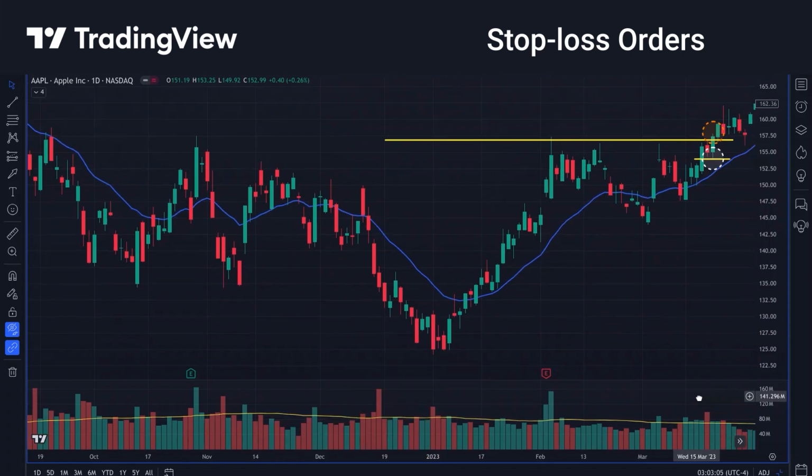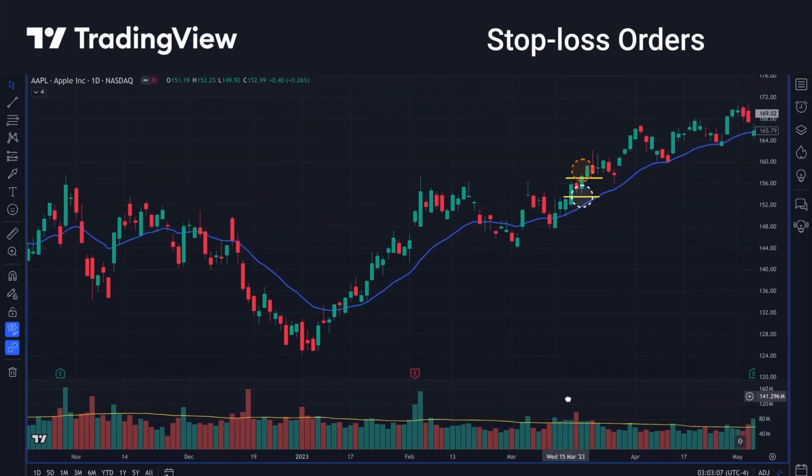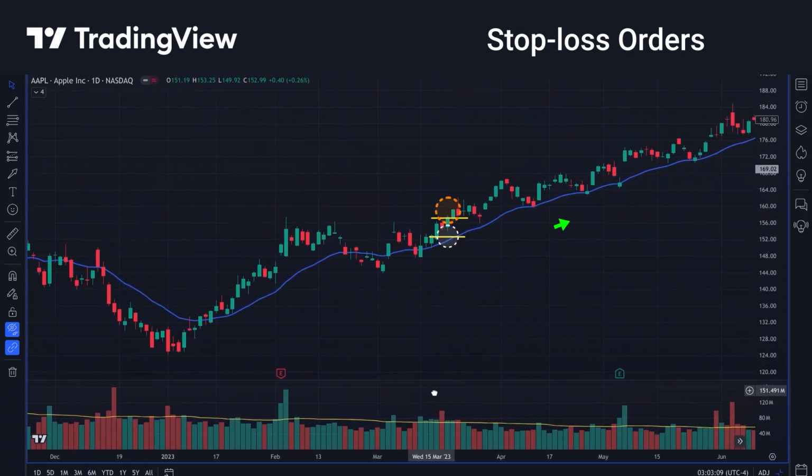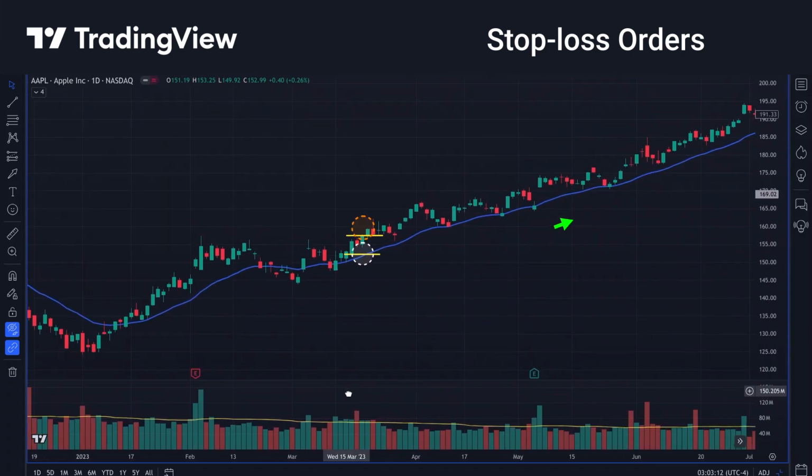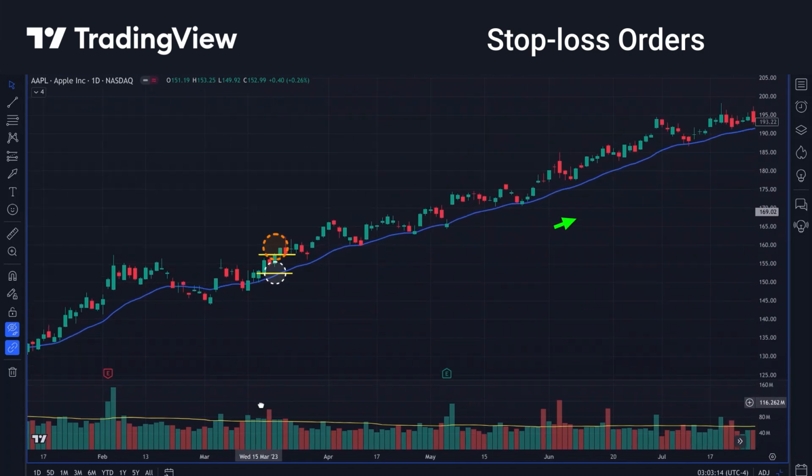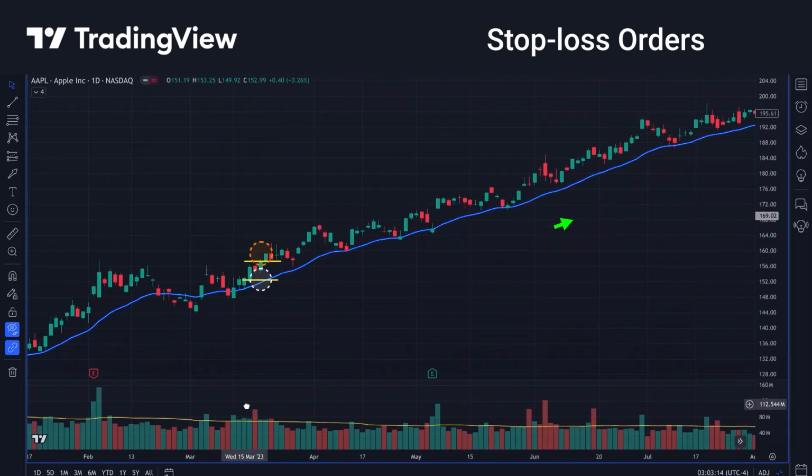Now, as we scroll through the price history, notice how that breakout entry kicked off a steady new uptrend that held perfectly at support of the 20-day exponential moving average as the price rallied steadily higher. We'll learn all about moving averages in the next lesson.